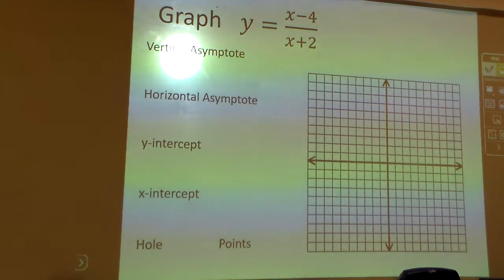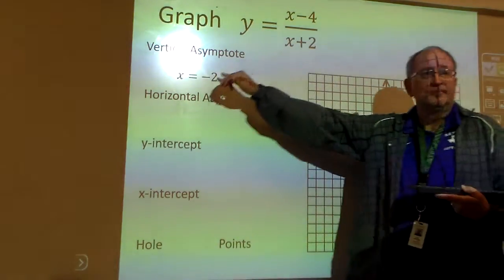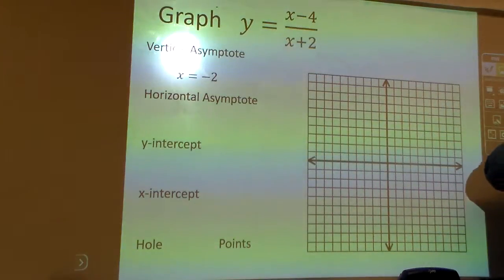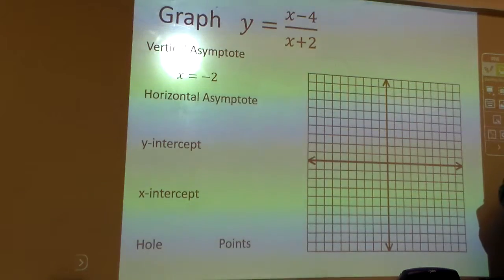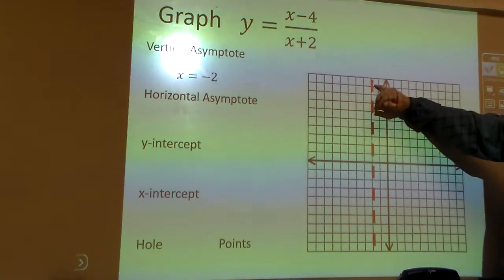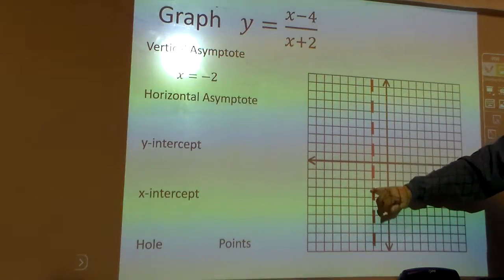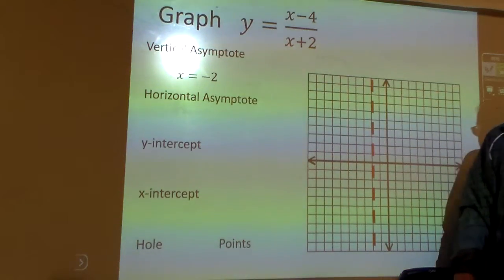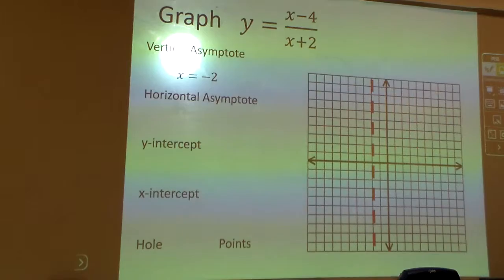And here's where I would start. I would start with the vertical asymptote. Where was the vertical asymptote at? Negative 2, correct? So, if it was at negative 2, I'm going to draw a dotted line where x equals negative 2, like this here. Now, I made mine in a different color. If you have some colored pencils and stuff, that's really good to help with that. Colored pencils will help out a lot.